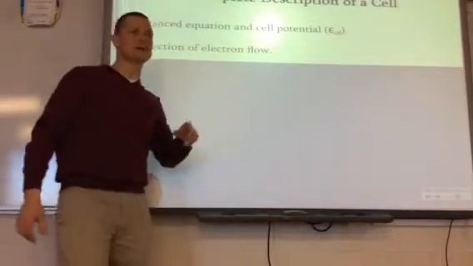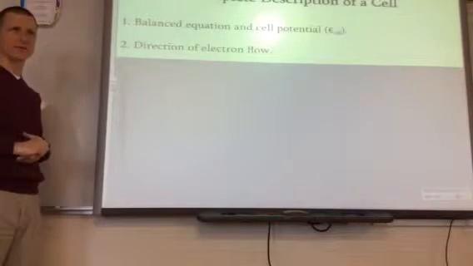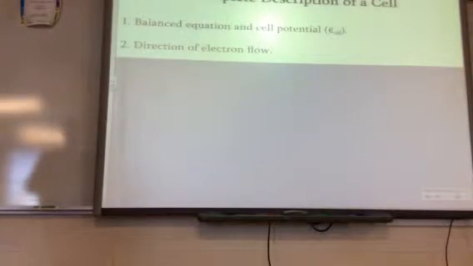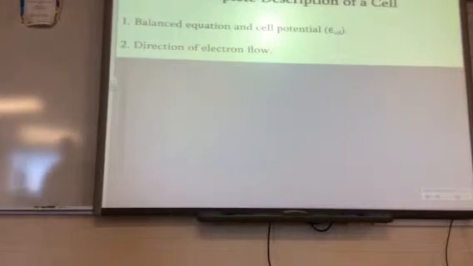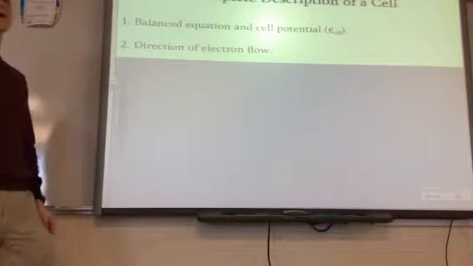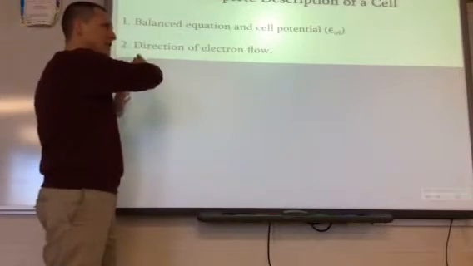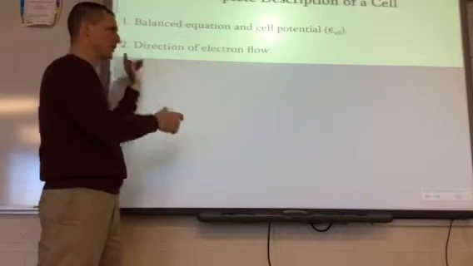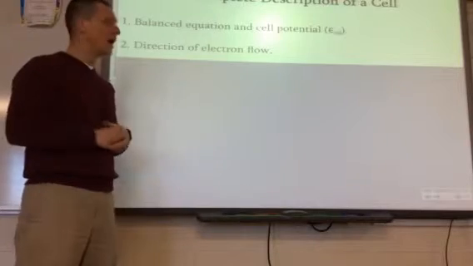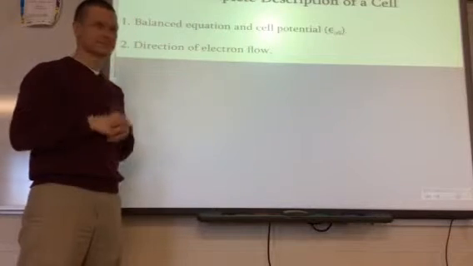The next component in a description of a cell, this is simple, is to show the direction of electron flow. When I draw a cell, I always do it the same way. I'll put the anode on the left, the electrons leaving the anode, and the cathode on the right. So the direction of electron flow is always from left to right. That's the way I do it. You can do it however you want. You can certainly put the anode on the right and have the electron flow going to the left. Have at it.